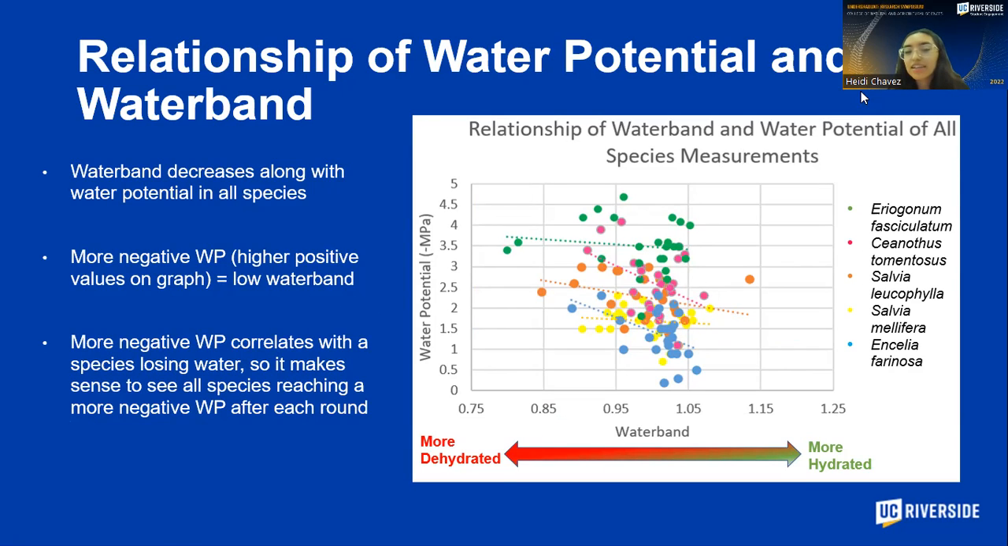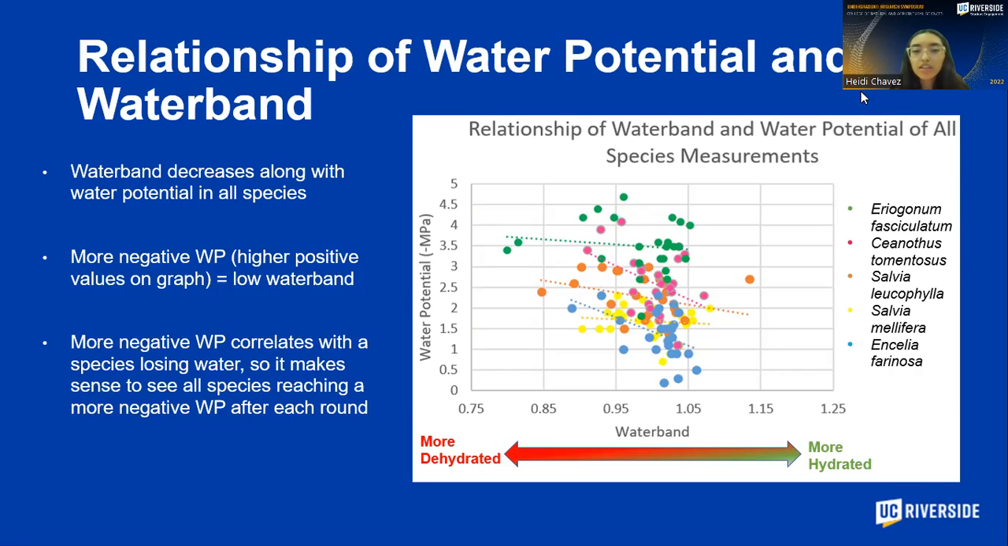So Eronium, the data in green, had the most negative water potential, meaning it was the most dehydrated of all species. And then we have Encilia, data in blue, who had the least negative water potential. It was more hydrated compared to Eronium.